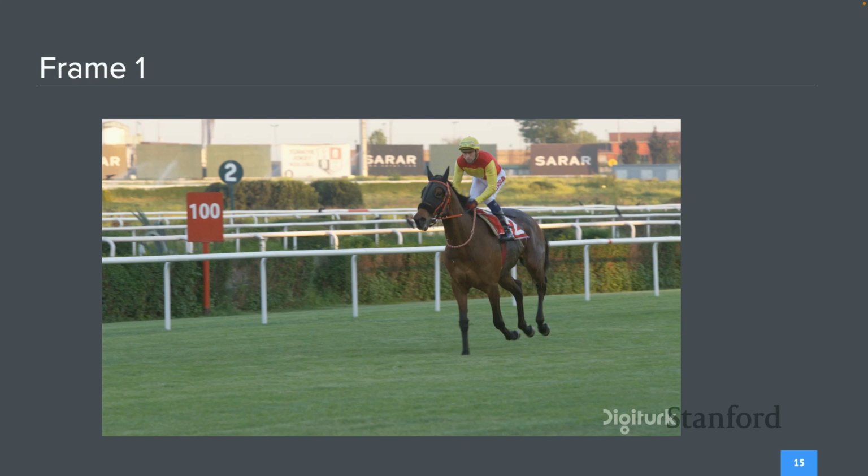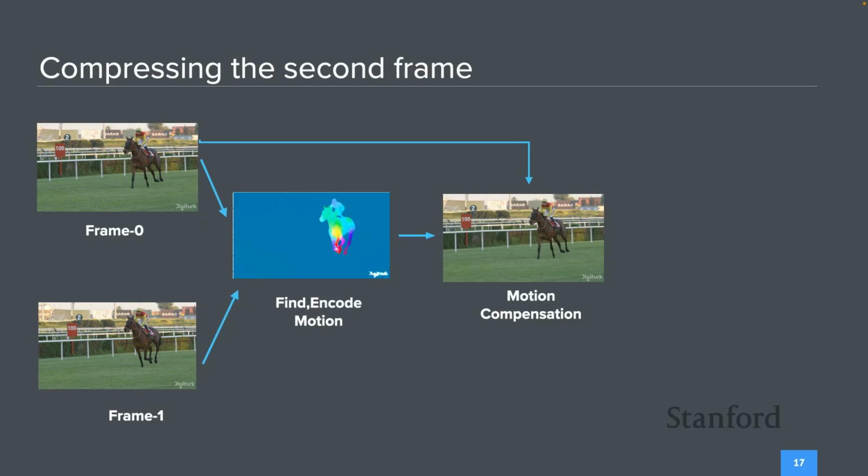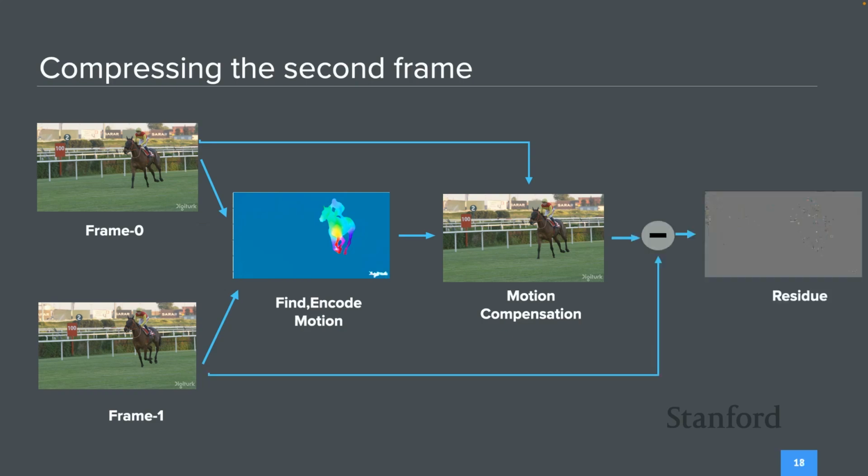The overall pipeline looks something like this: you take frame 0 and frame 1. Frame 0 is the encoded frame. We find the motion. Here there's some motion; the logo is static, that's a different story. Then to compute frame 1, we apply this motion on top of frame 0 to get a compensated frame. And then we encode this residual, the difference, separately, as an image.